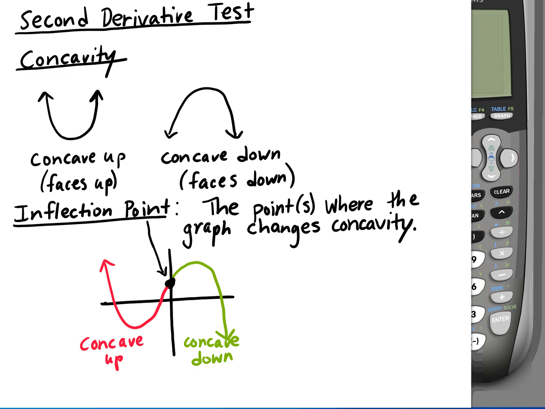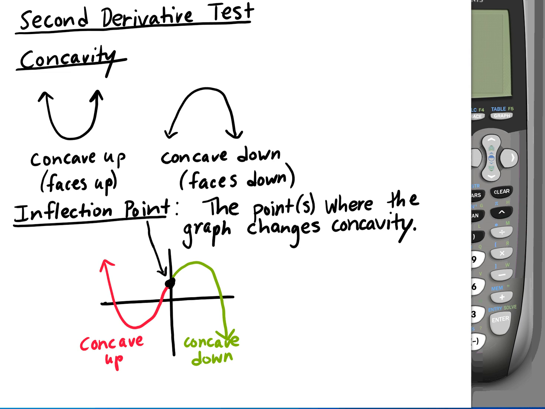Second derivative test is going to be similar to the first derivative test in that we will be finding, instead of the first derivative, the second derivative, and then setting that equal to 0. Instead of looking for where the graph is increasing, decreasing, and max and min points, we have two new concepts that we'll be looking at.